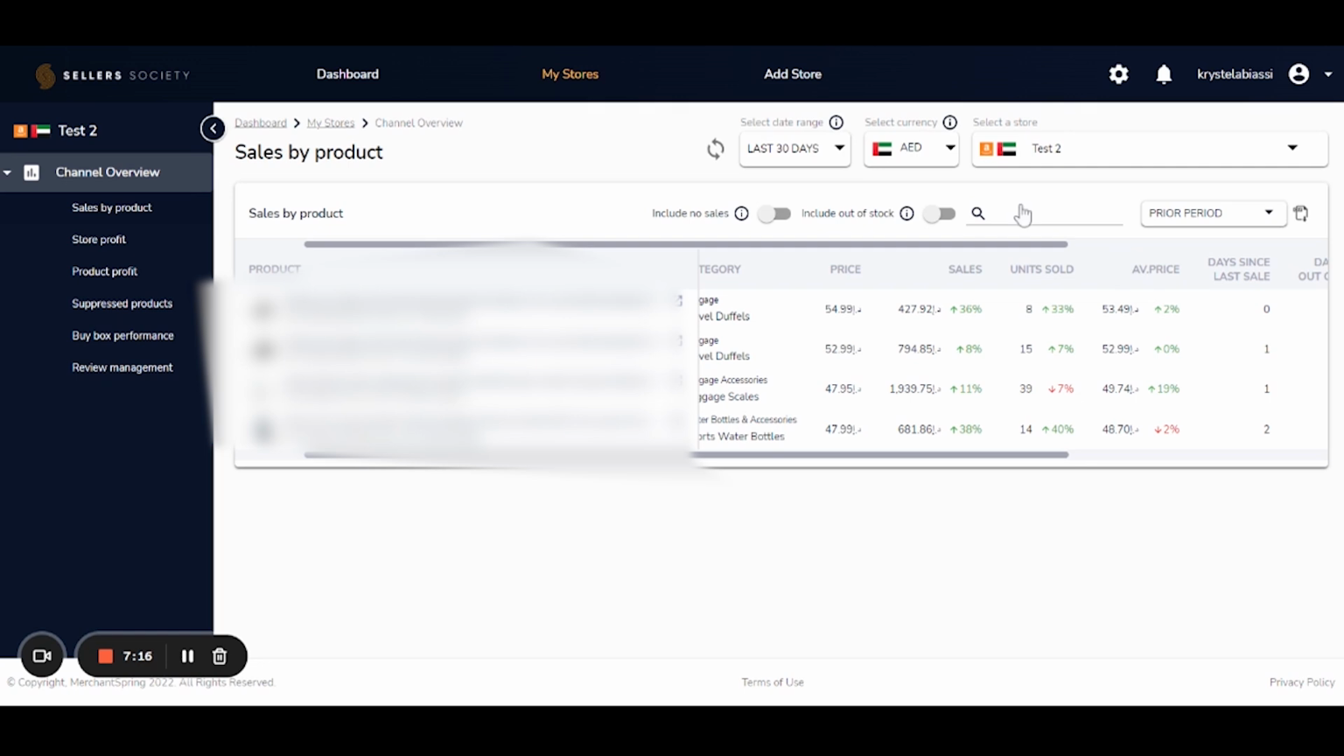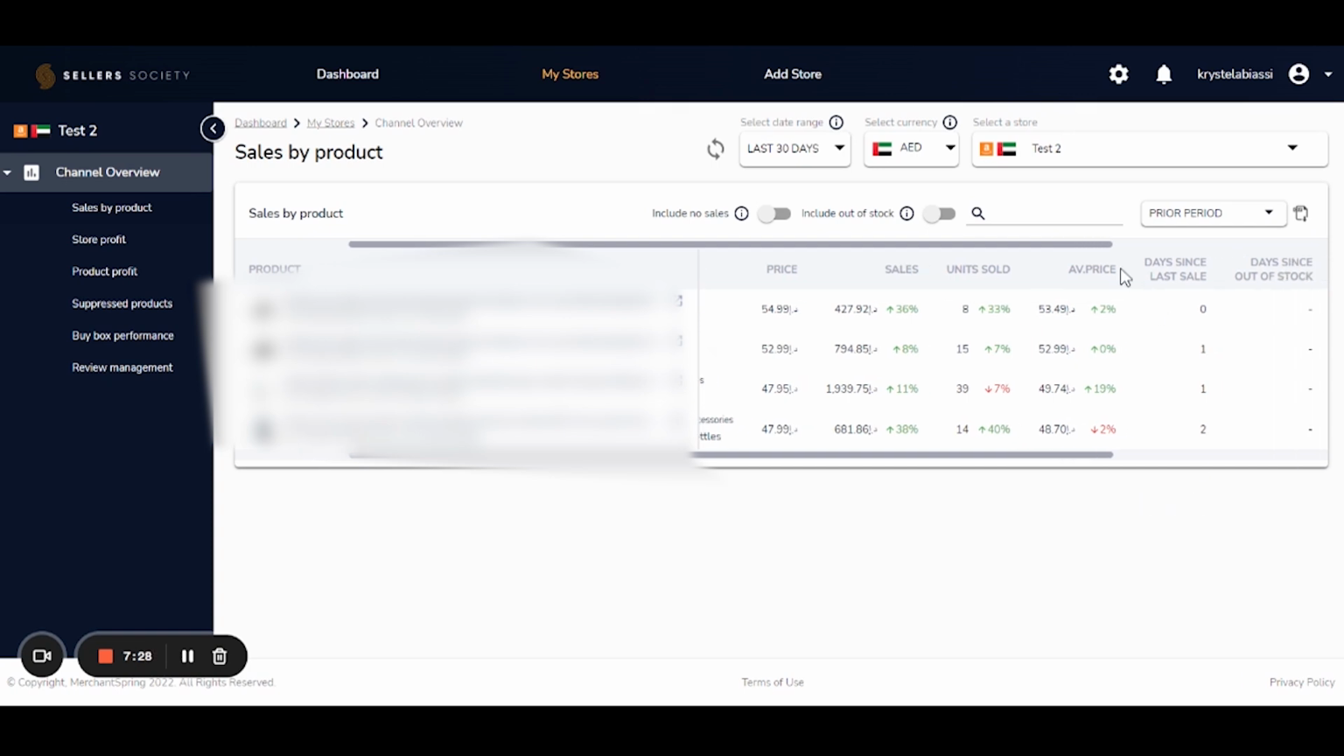And you can see, because we're looking at 30 days, it's comparing what happened last month to this month, to the prior period, as you can see here. And it's showing me that my sales for this product are up by 36%, which is lovely. How many units have been sold? 8 units so far, with 33% additional sales. For this product, as an example, it has 7% less.